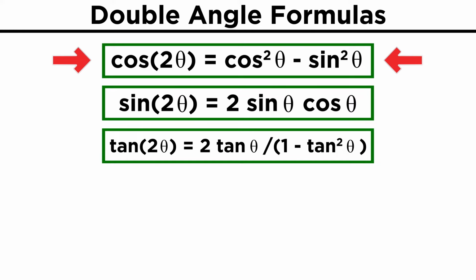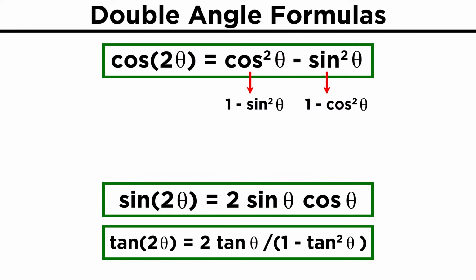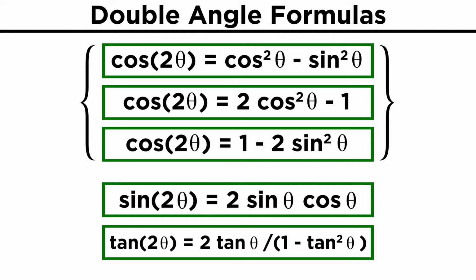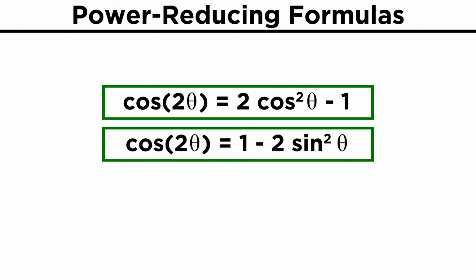We should also note that there are multiple forms of the double angle formula for cosine, because cosine squared can be expressed as 1 minus sine squared, and sine squared can be expressed as 1 minus cosine squared. So here are the three forms for that, one being the original, and two more given the two transformations we just mentioned.